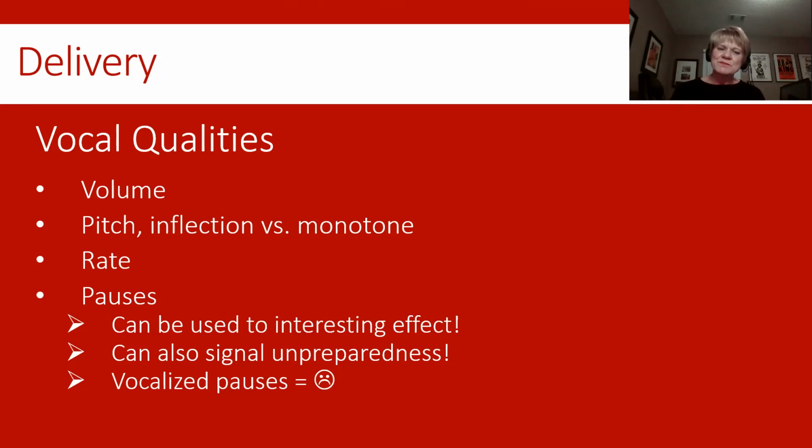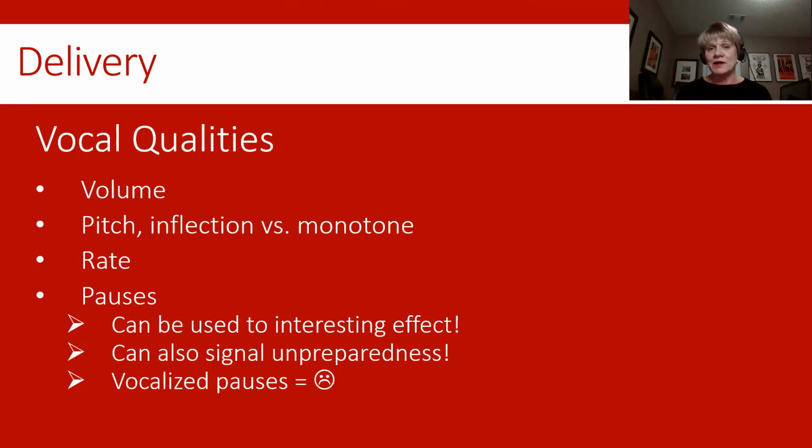Now with pauses, we can tell when it's purposeful and when it's not. Sometimes an unexpected pause can signal unpreparedness, right? So you don't want to just stop and go because you don't know what you're doing. If you're going to do a pause, make sure it's meaningful.